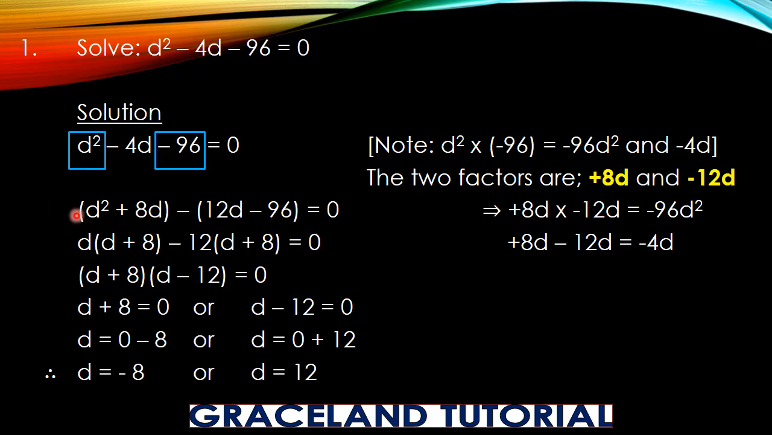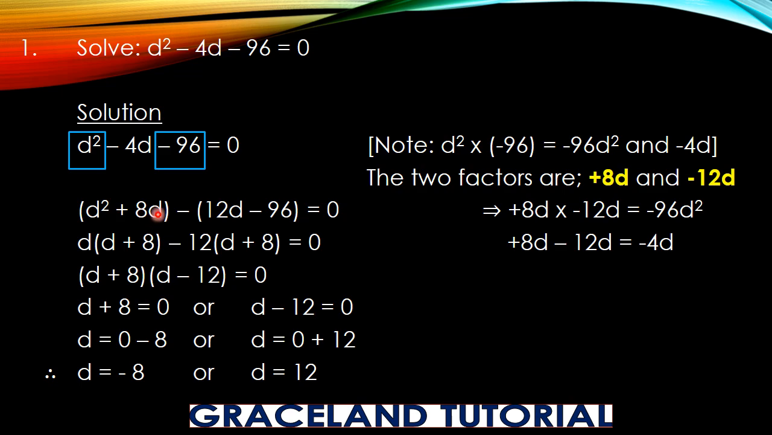Now let's go back there. This is going to be d squared plus 8d minus 12d minus 96 equals 0. Take note, we have replaced minus 4d by plus 8d minus 12d. Now you bracket them in twos.